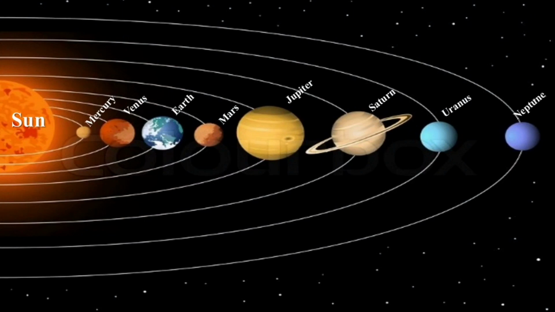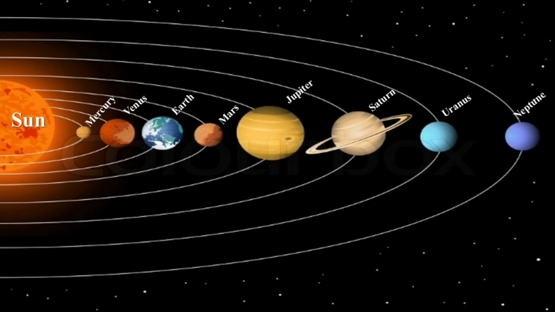Today we are going to see the detailed analysis of each individual planet of the solar system. There are eight planets, and we are going to study each one: Mercury, Venus, Earth, Mars, Jupiter, Saturn, Uranus, and Neptune. We are going to see what the specialities of these planets are.